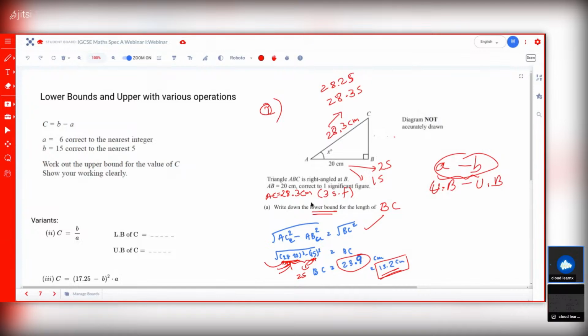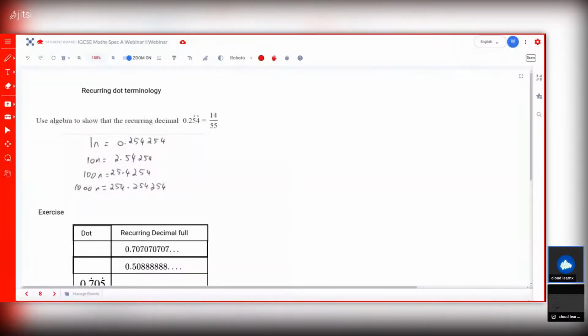Not just because most of us would say lower bound and then pick lower bounds and plug it in, right? That doesn't work all the time. So something to watch out for, right? All right.